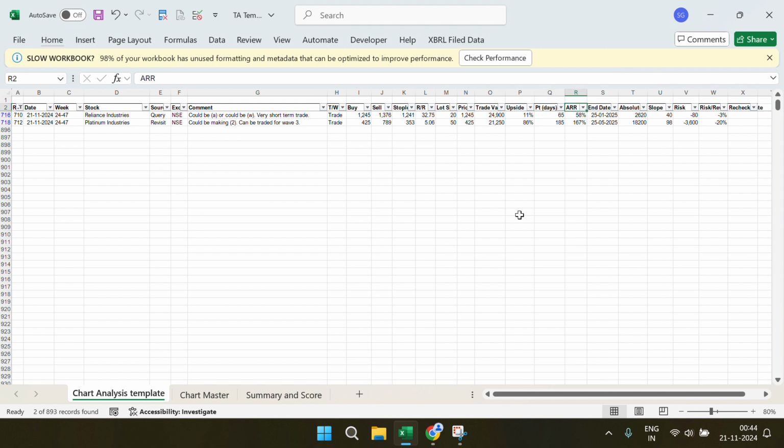When I do an annualized return, it is 58%, and I'm expecting it to reach the price on 25th January 2025, which is an absolute increase of 2620. It's just simple multiplication of lot size into sell price minus lot size into buy price. This is what I'm going to get. With the risk that I have a stop loss 4 units below, if my stop loss is hit, I will lose 80 rupees in this particular trade.